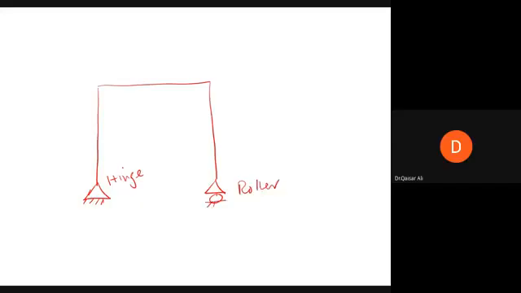And you know that a hinge can offer horizontal and vertical resistance, but a hinge is unable to resist bending moment. While a roller can only offer vertical resistance, and it cannot offer horizontal resistance, neither can it resist bending moments. Okay? Practically, in reinforced concrete structures, very seldom will you find such kind of supports.